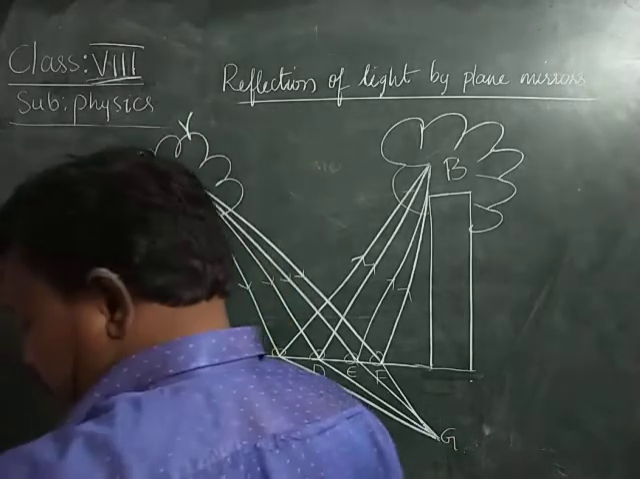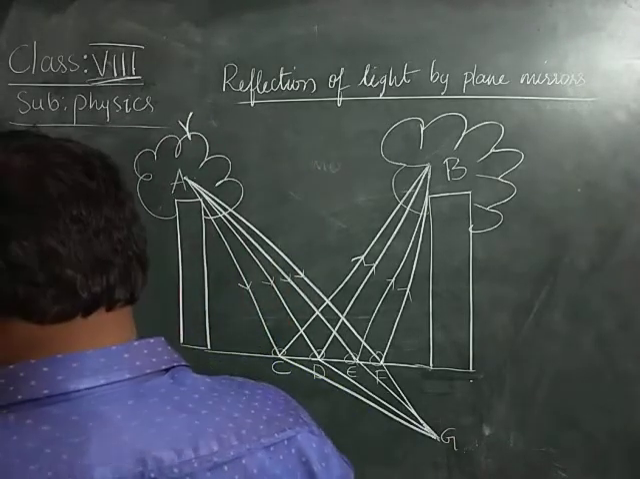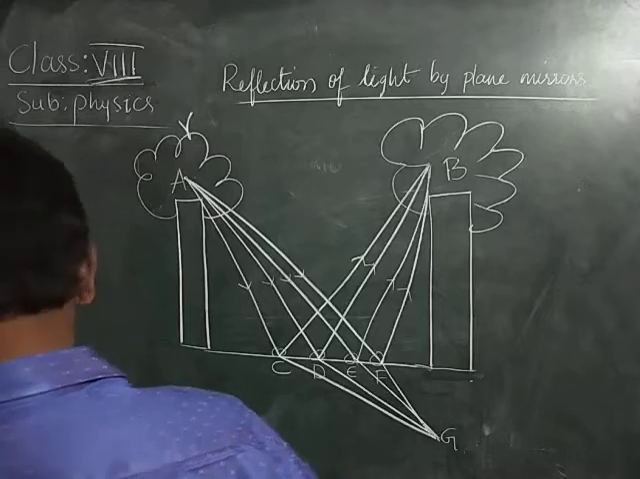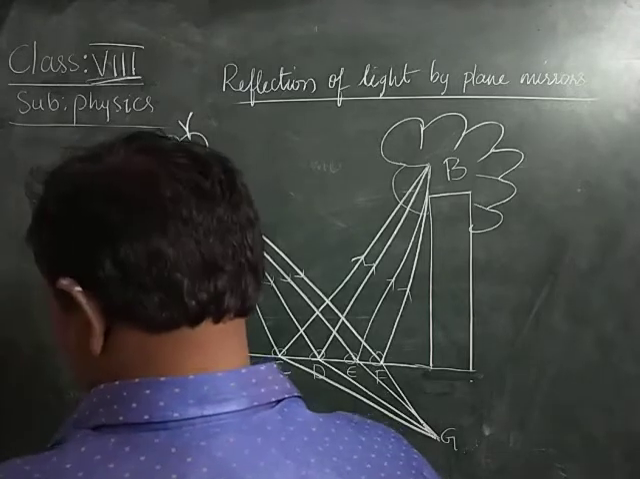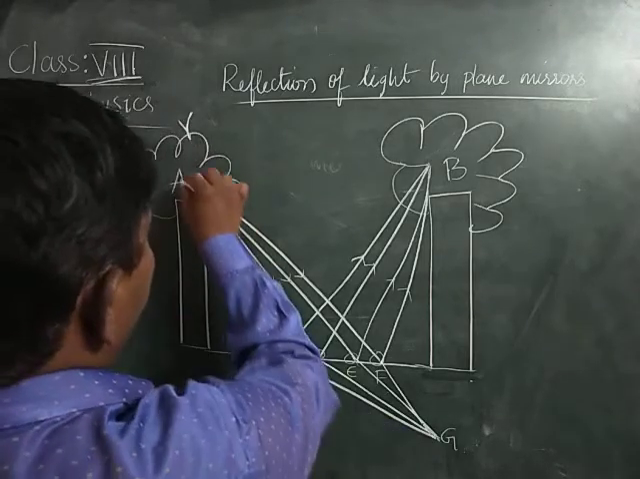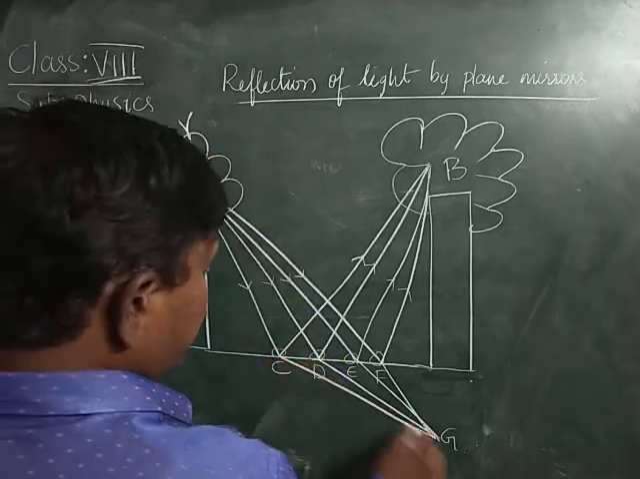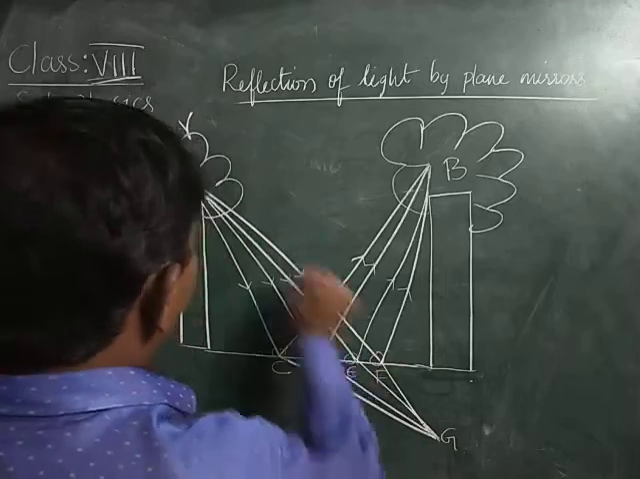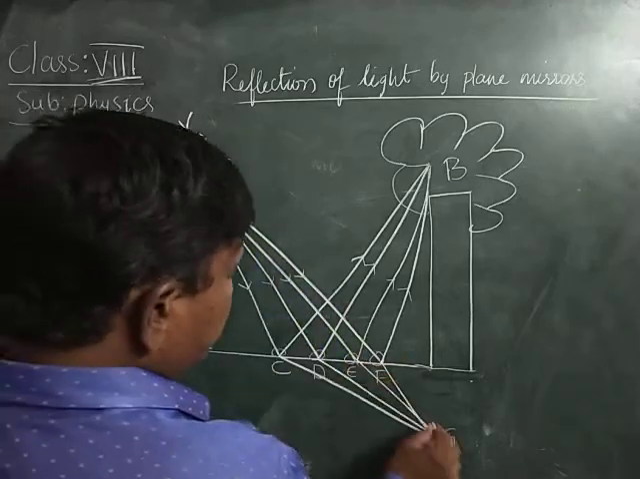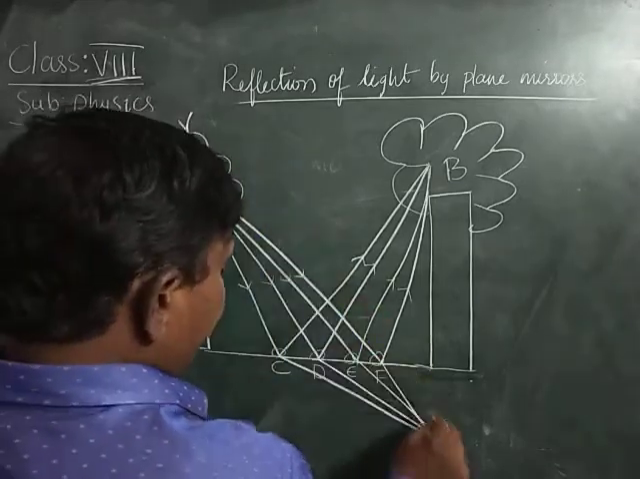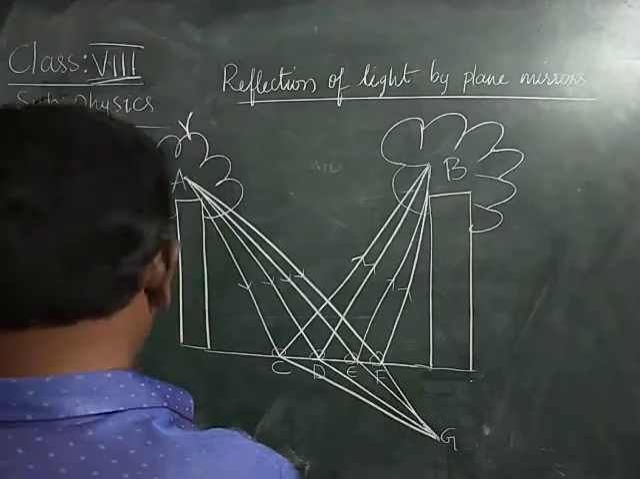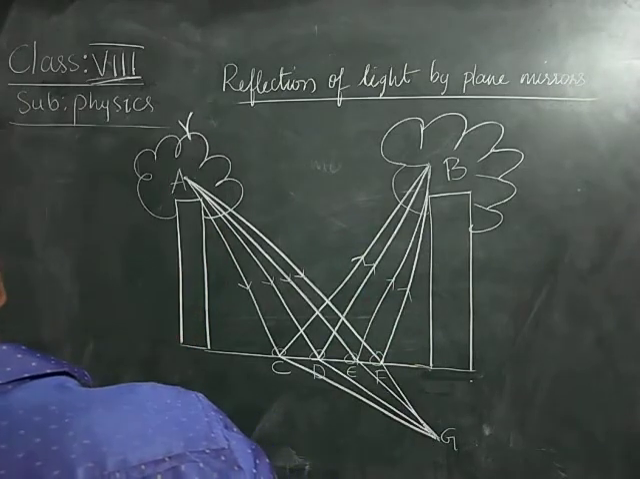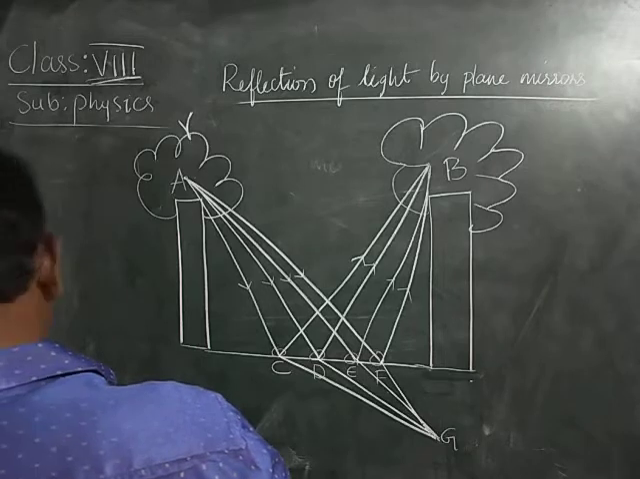And in these cases, some triangles are made over here. That is, triangle ACG, triangle ADG, triangle AEG, and triangle AFG. In all these cases.